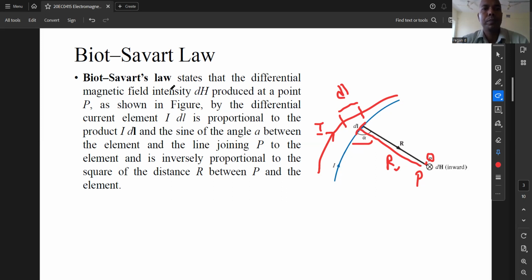The Biot-Savart law states that the differential magnetic field intensity dH produced at a point P, which is shown here, by the differential current element I dl is proportional to the product of I dl and the sine of the angle alpha between the element and the line joining point P to the element, and is inversely proportional to the square of the distance r between point P and the element. Let's see the details.